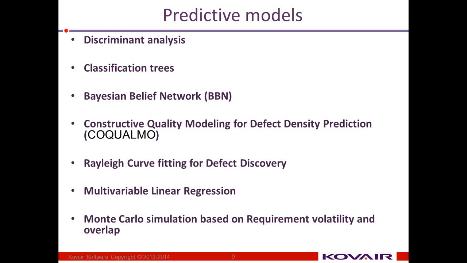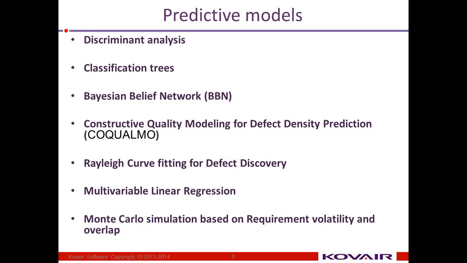So these are some of the different predictive models that are used in the industry to come up with the target numbers, and I will not be going into the details of each of the different models. These are basically dedicated subjects of study by themselves. So discriminant analysis is mostly like you are changing some of the parameters and how it's going to affect different parts of your product. Classification trees are based on types, how you are classifying your modules and your defects.